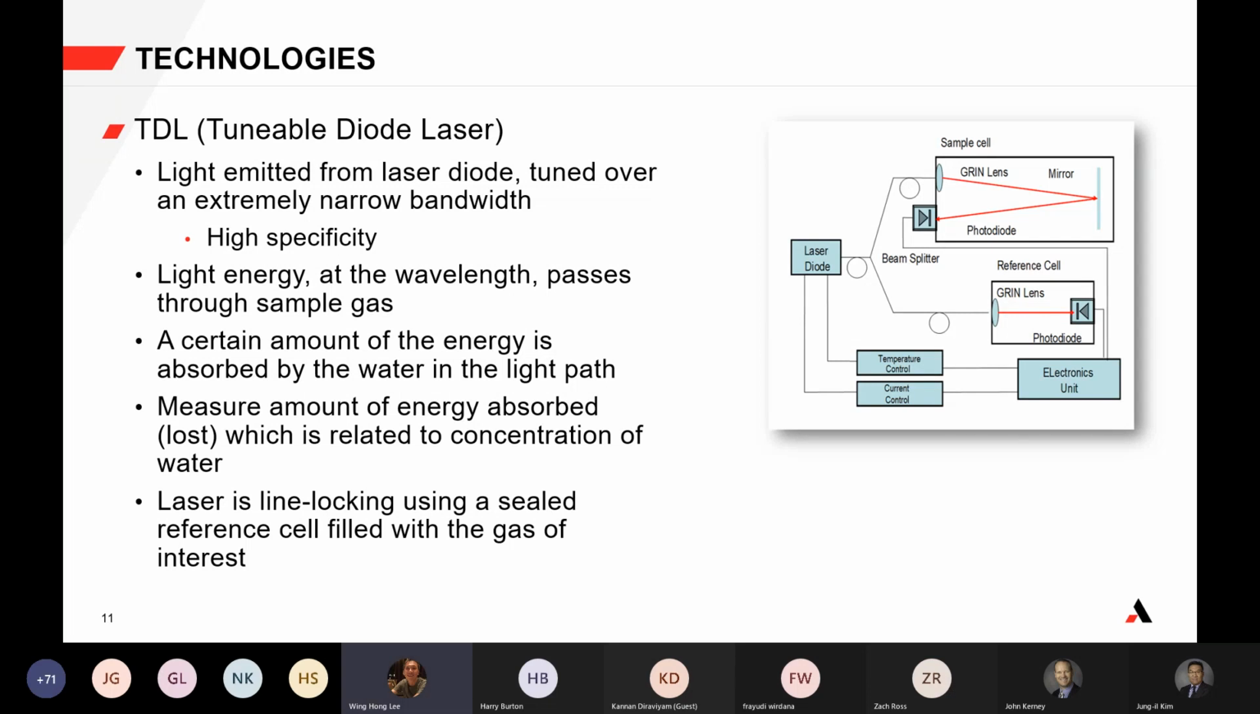The line locking of the laser output wavelength is controlled by the feedback of the same light wavelength passed through a sealed reference containing the gas of interest, in this case water vapor. However, line locking is not available in most TDL analyzers in the market. Next.